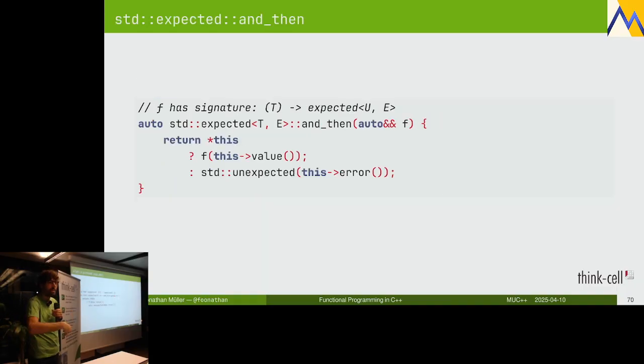Just like optional, expected also has and then. And just like optional, it assumes the function already has failure built in, so it doesn't need to wrap it in the result.